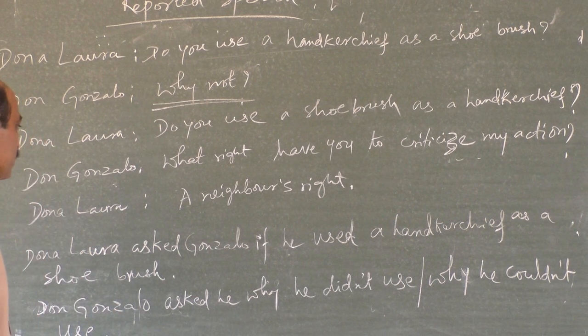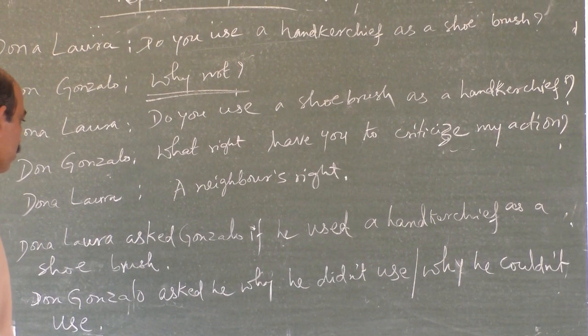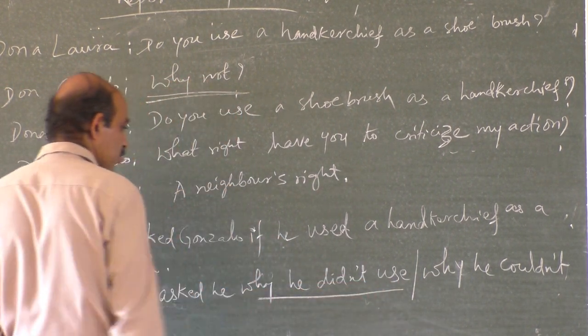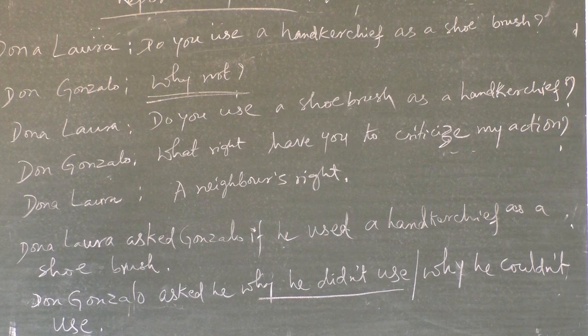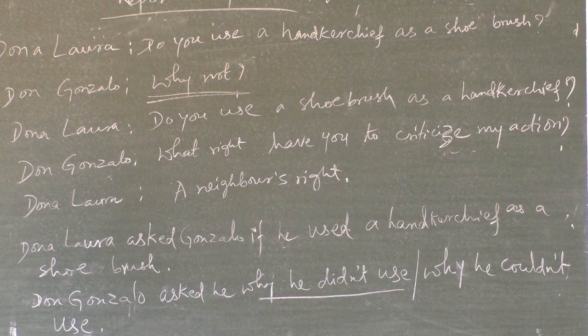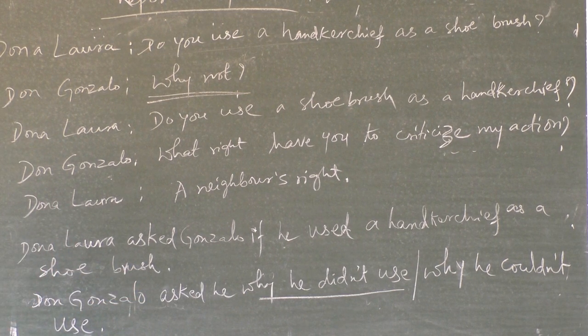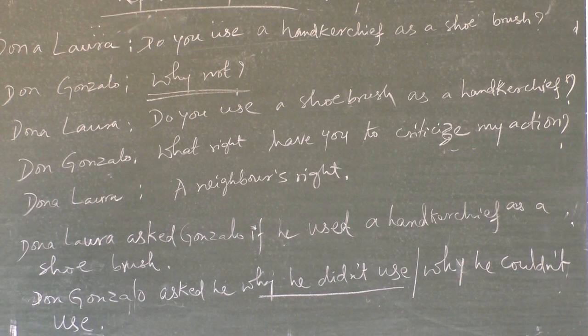Why he couldn't use, that is also acceptable. Why he didn't use, or why he couldn't use. Anyone you have to write, both are acceptable. And some teachers may restrict to this because it is a custom in English that if a question has been asked in simple present, which you learnt in the first PUC, the answer must be in the simple present. If it is asked in the simple future, the answer must be in simple future. So depending on the question, it is better to stick to that. But if you write why he couldn't use, nobody can argue that it is wrong.